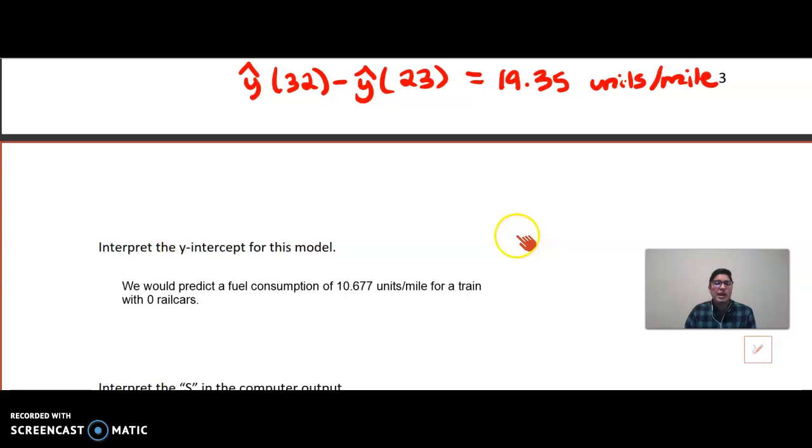Now, interpreting the Y-intercept for this model is that we would predict a fuel consumption of 10.677 units per mile for a train with 0 rail cars. I don't know why that is. In the context of this question, it's kind of weird that if you're not even moving or you have no rail cars, maybe you're only using 10.677, or maybe it's just the front part of the train that's moving along, so you're still using gas, but you're just not using as much gas.